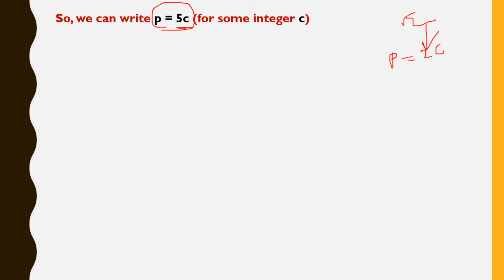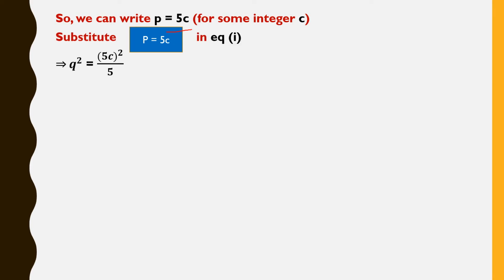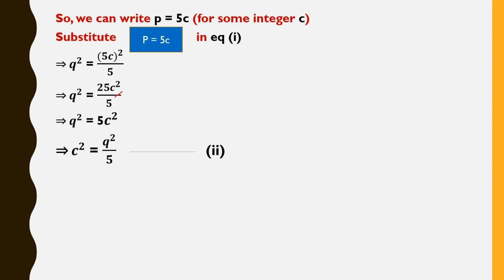So substitute this one in the previous equation. You'll get 5c square by 5, as 5 square is 25 and c square is c square. Now we want q square, right? So 5 ones 5, 5. Now send this c square here only, put c square here only and send this 5 there. This is your next equation.